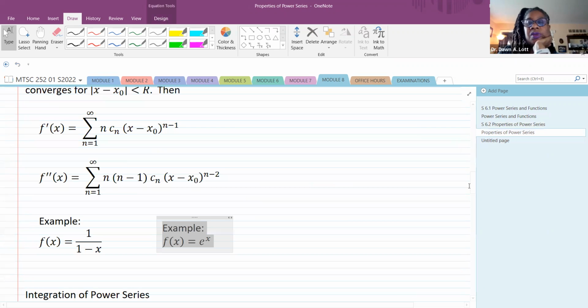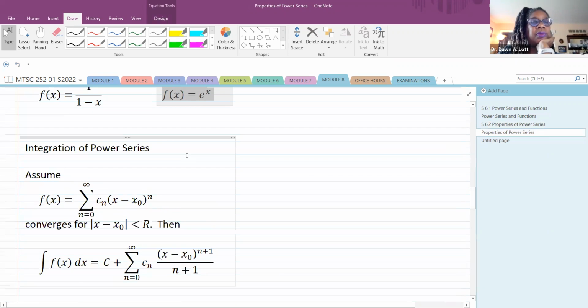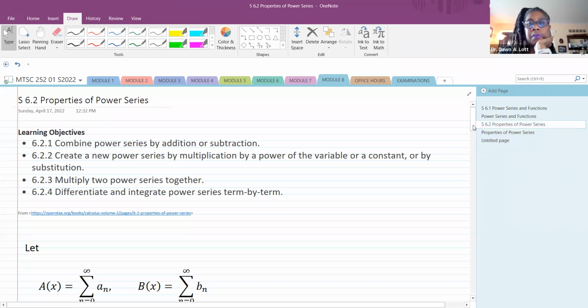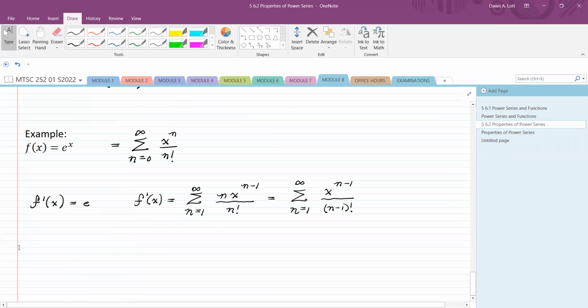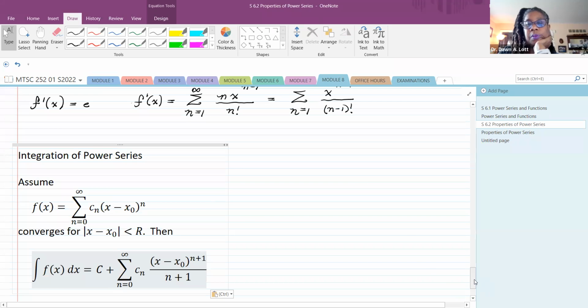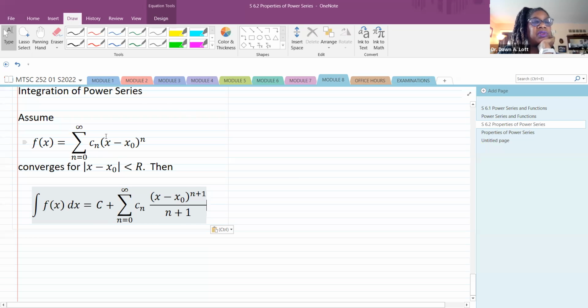Okay, the last thing is integrating. You can integrate power series. All righty. So if you have a power series, the sum n equals 0 to infinity of c times x minus x naught to the n, and it converges under a radius r, then all you have to do is add 1 to the exponent and then divide by it. Okay, so you can add 1 and divide by it.